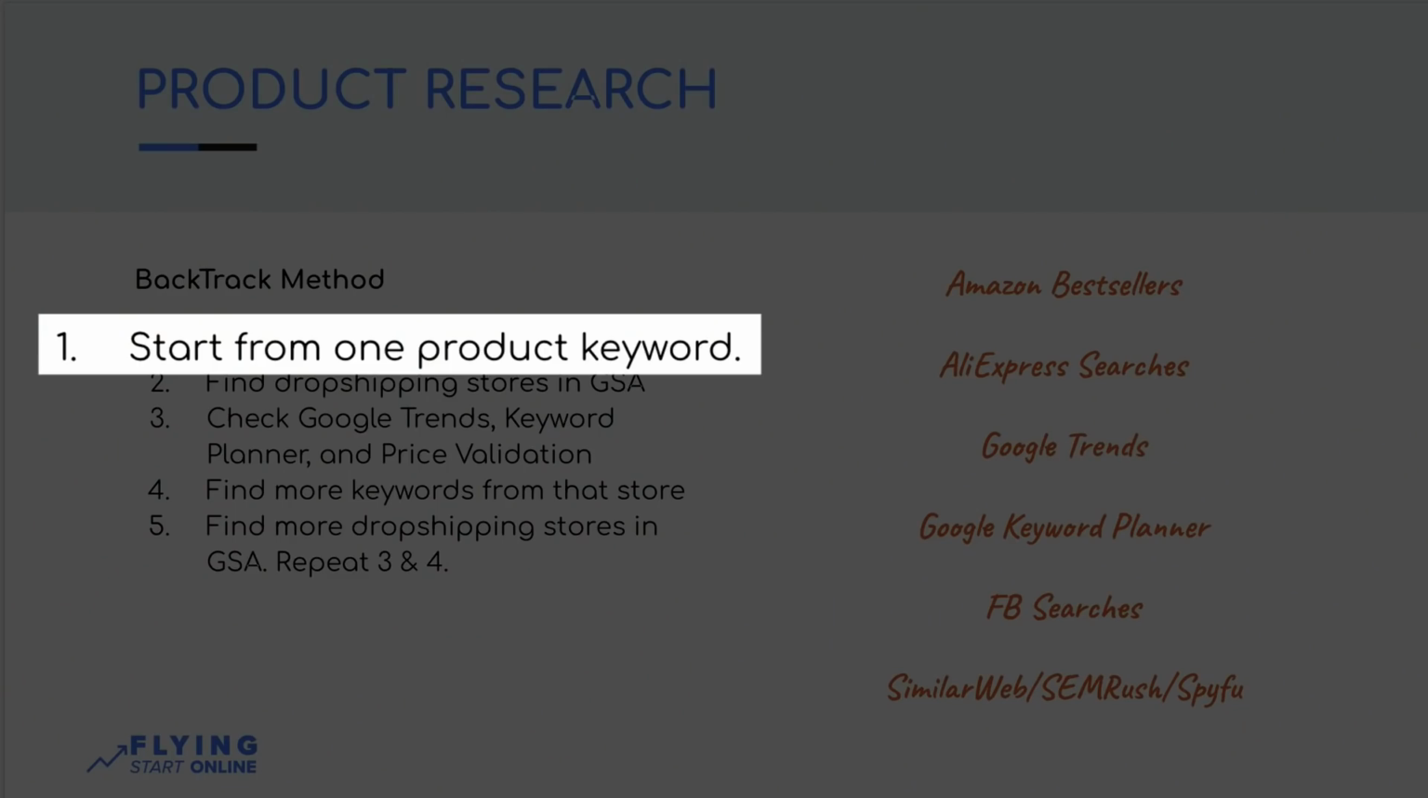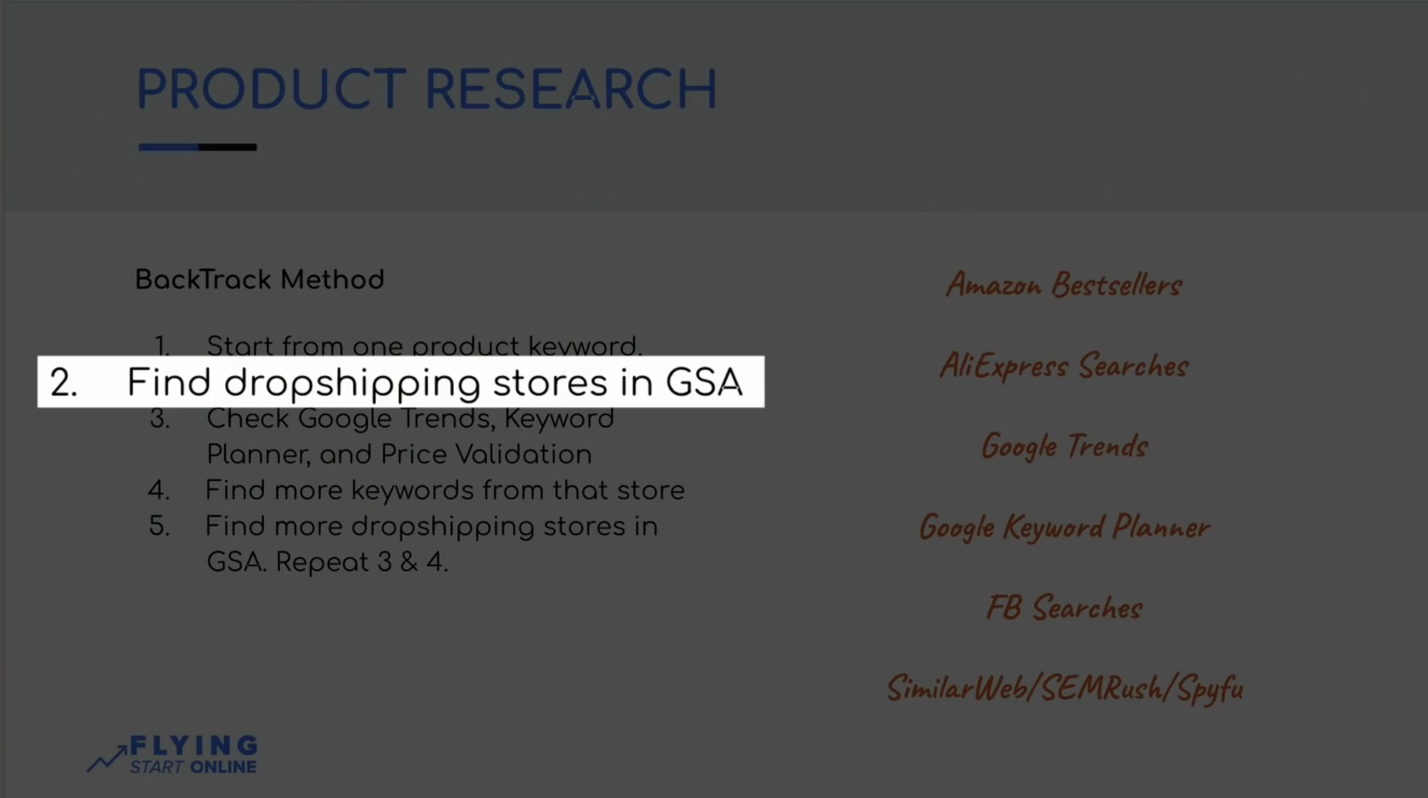Well, the core essence of it is to basically start with a one product keyword, or start with at least one product that you think is going to be advertised in Google Shopping ads that might be a dropshipping kind of product. Then what you have to do is find dropshipping stores in Google Shopping ads. So you'll basically put that keyword inside Google. If you're not from the US, then you're going to use a proxy and then search, and then you're going to find dropshipping stores from the list of shopping results that actually come up.